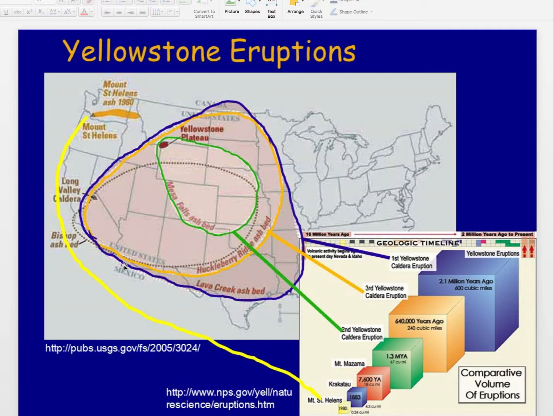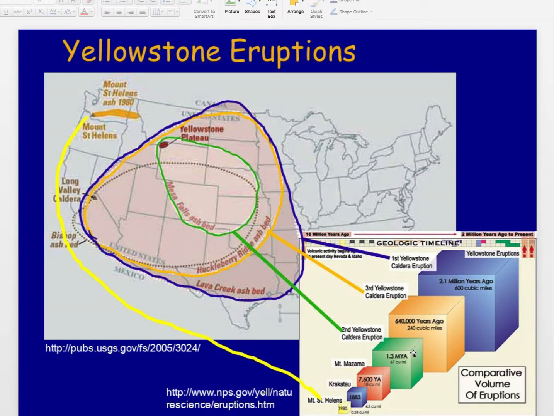So looking at those 3 eruptions that occurred during the Pliocene and Pleistocene here at Yellowstone, it shows some of the extent of the volcanic ash. And so just compare, this is the extent of the volcanic ash of Mount St. Helens 1980. And you can see how huge these eruptions were: the Lava Creek, Huckleberry Ridge, and the Mesa Falls ash beds. And so if we look at the ages, the most recent one, 640,000 years ago, was 240 cubic miles. So that would be this Huckleberry Ridge ash bed. And you can see the Lava Creek ash bed was about twice as big, a little bit more than twice as big, and that's the one that occurred 2.1 million years ago.